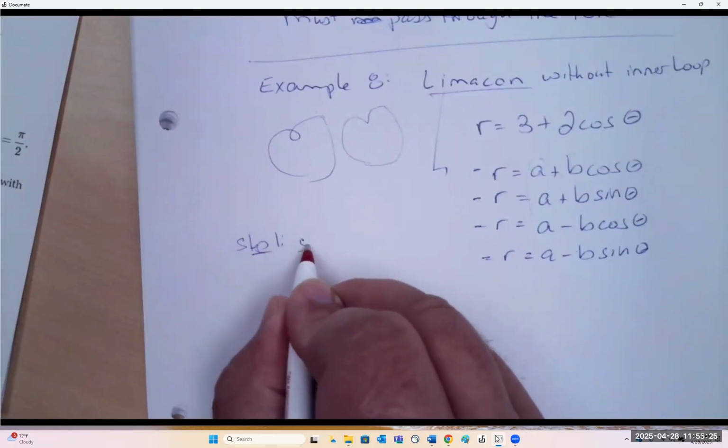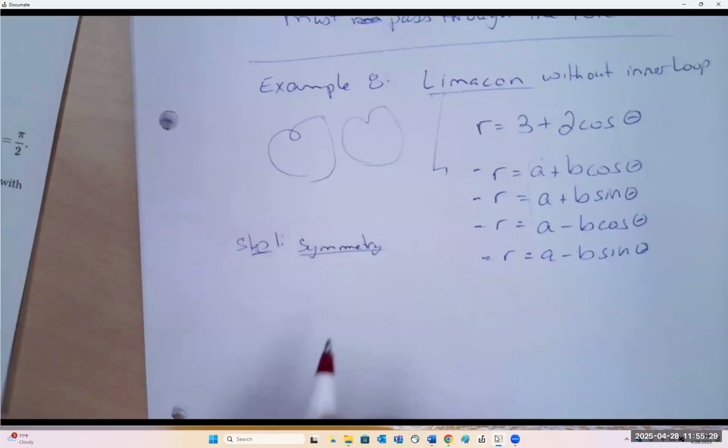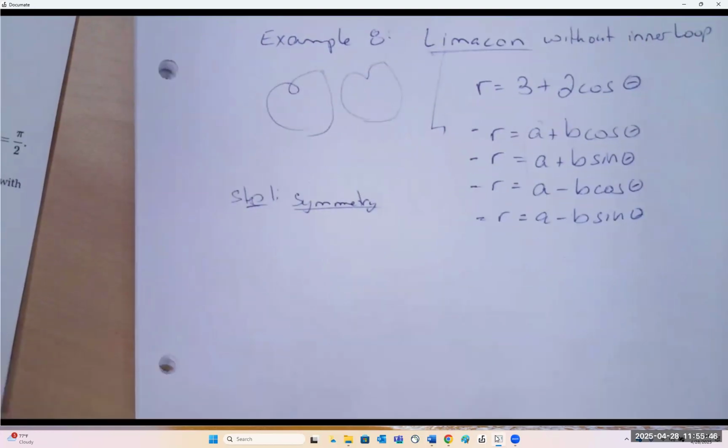Step 1, symmetry test. The reason we test for symmetry first is that way we only have to do half of the graph. If it's symmetric about the pole, the polar axis or the vertical axis, then we only have to worry about half of the graph.